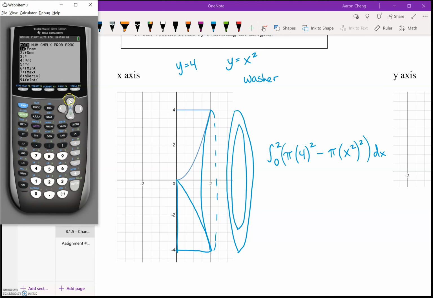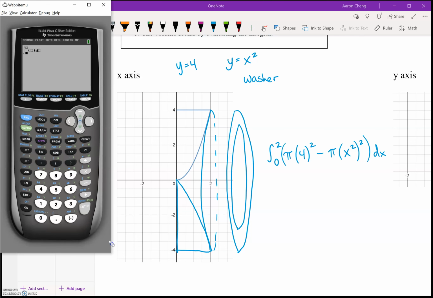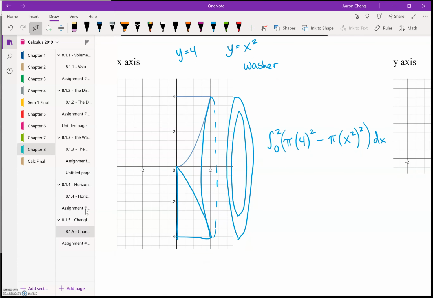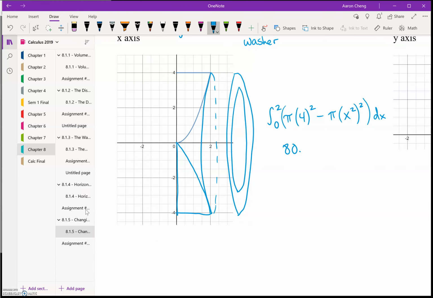So we'll go to math. We'll go to 9 to do our integral, and we are going to type in from 0 to 2 of pi. We're just going to leave pi out because pi is in both of them. So we're going to have 16, because it's 4 squared, minus x to the 4th dx. And then we're just going to multiply this by pi at the end. I could probably just not do the multiplication symbol, but whatever. And we get 80.424 units cubed.